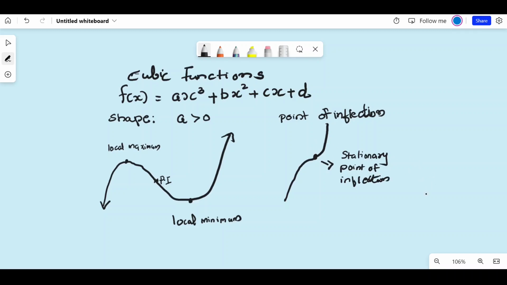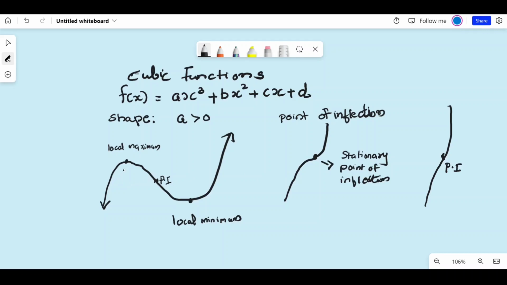Now, some other graph may also look like this. You can't even see whether it's turning. So actually it doesn't have a turning point. It only has a point of inflection. So these are the different types of cubic graphs. These two are actually special cases.